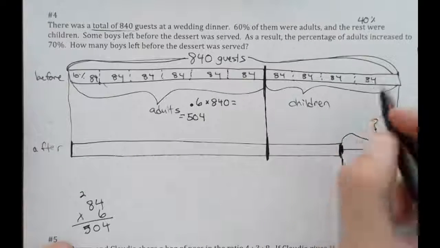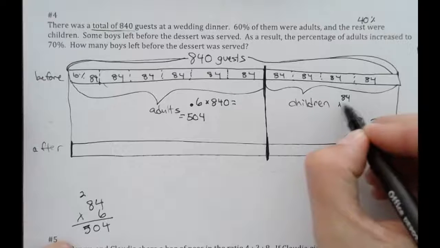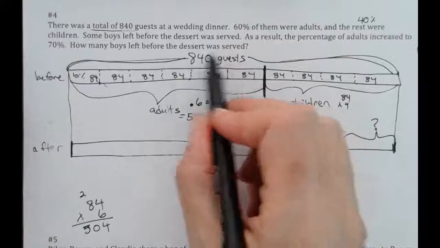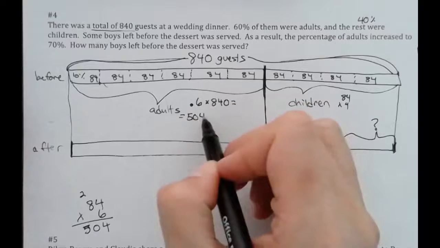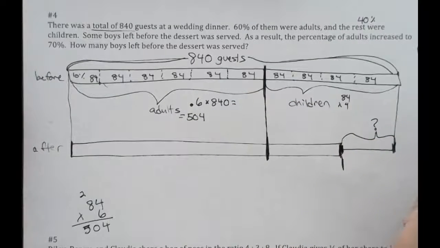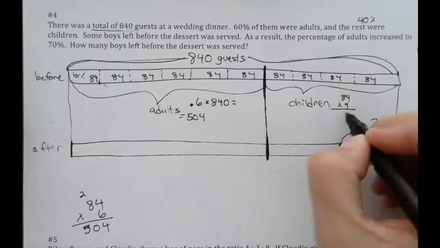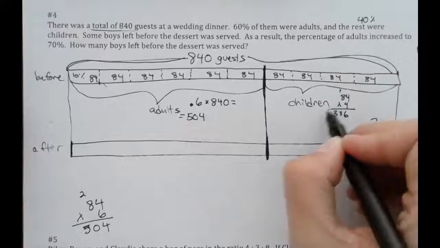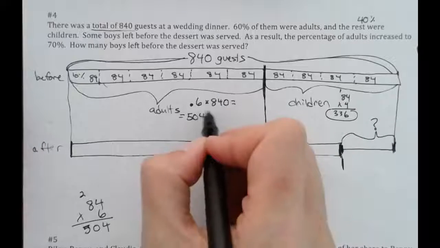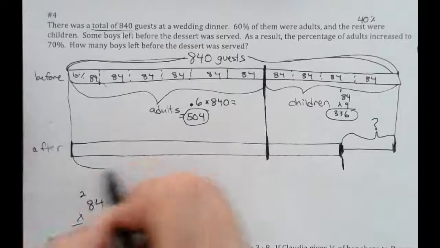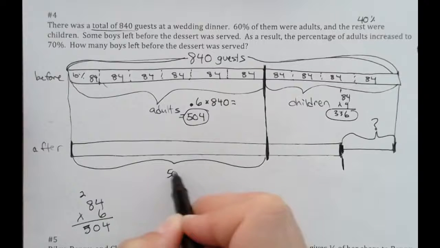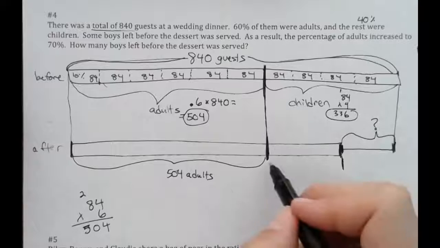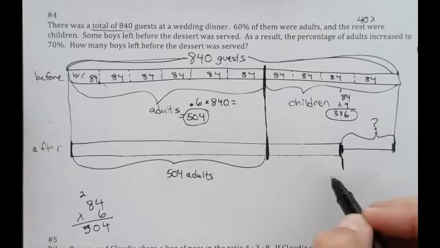And 84 times 4 is going to be the number of children that are left. I can also calculate by knowing if there's this many guests all together, I can just subtract the number of adults to get the number of kids. It should get you the same answer. But really quick. Okay, so there's 336 children, and there's 504 adults. Now again, there are still going to be 504 adults here because none of them left. And there's going to be a fewer number of children because some of them left.